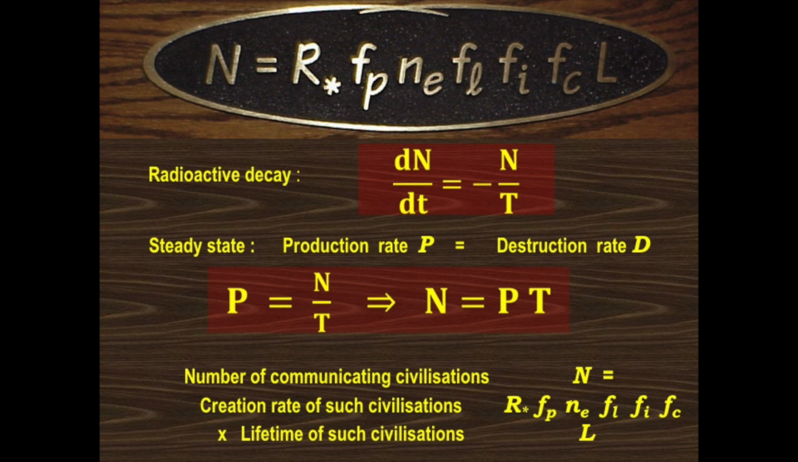This is from radioactivity, nothing to do with the Drake equation. But you see that the Drake equation has exactly that form. There is a number of civilizations, there is a lifetime here, and all these other terms, their product is the production term. This is the creation rate of such civilizations. It's exactly that term. It means a steady state. This is why it is important to include the lifetime there. Otherwise, it is difficult to understand what the Drake equation means.